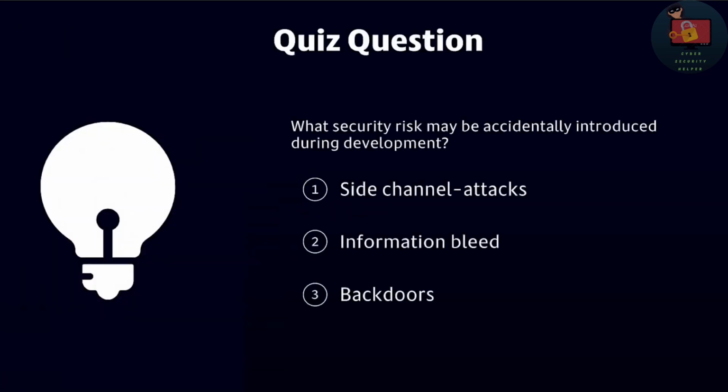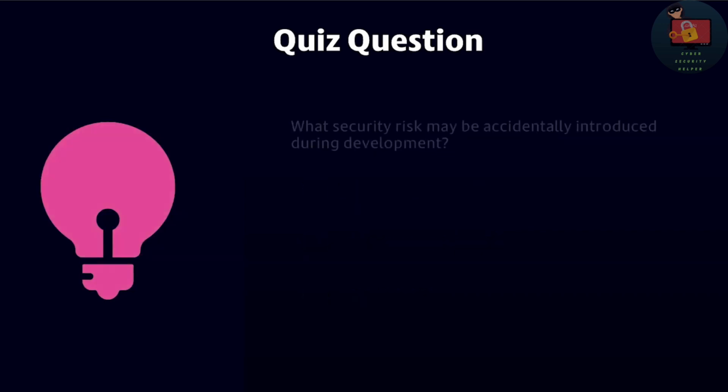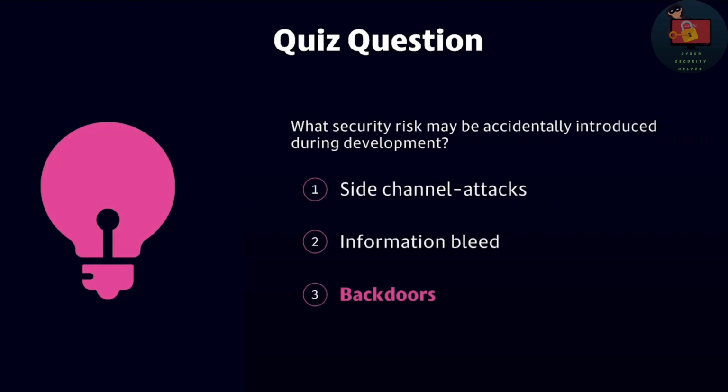All right, quiz question. What security risks may be accidentally introduced during development? Side channel attacks, information bleed, or backdoors? If you said backdoors, you are right. Backdoors can be introduced as part of the testing process, and with ineffective change management and testing of the software, they can potentially be left in.